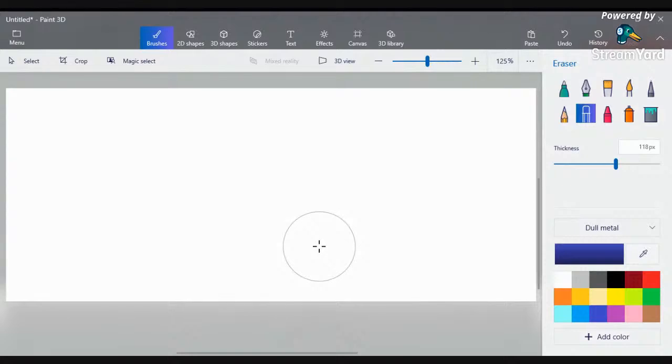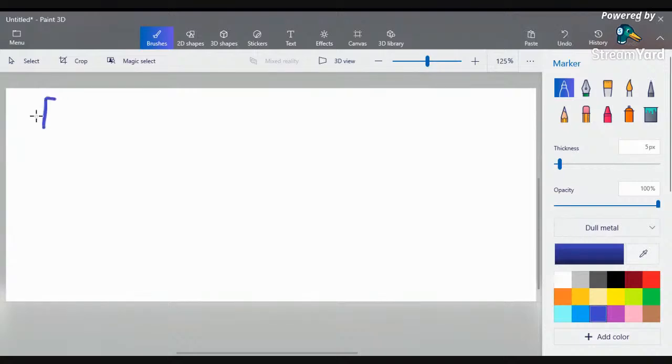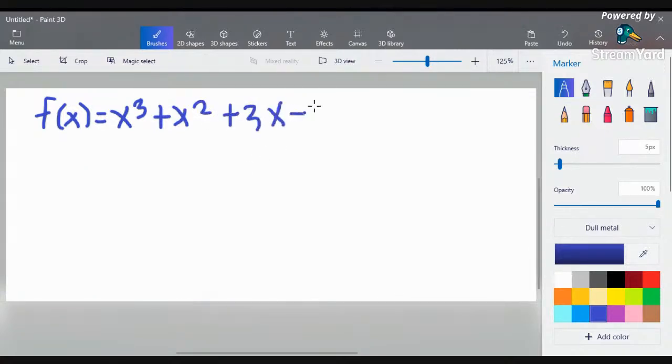Okay, for the enrichment activity, let's solve. f of x equals x cubed plus x squared plus 3x minus 12. Okay, so all you have to do is solve for f of 3.